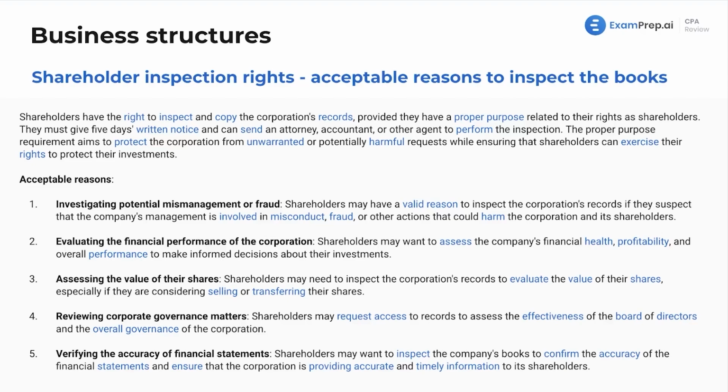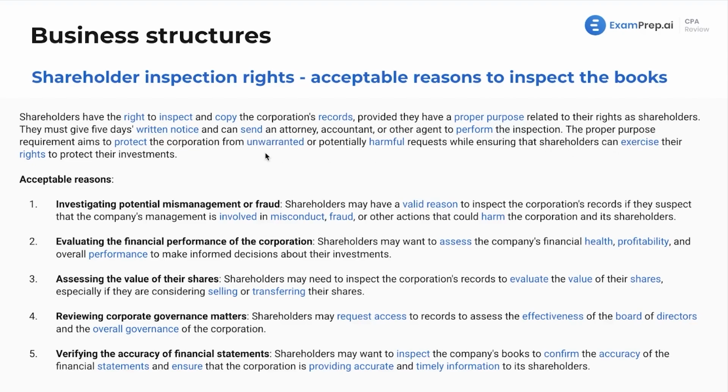is doing. However, if you had another reason, let's say you're a massive shareholder, right? You're a private equity firm, you want to do a little extra due diligence that maybe you or I as average Joes can't do. Shareholders have the right to inspect and copy the corporation's records, provided they have a proper purpose related to their rights as shareholders. They must give 5 days written notice, and they can send an attorney, accountant, or other agent to actually do the inspection because maybe you're not an expert in that field.